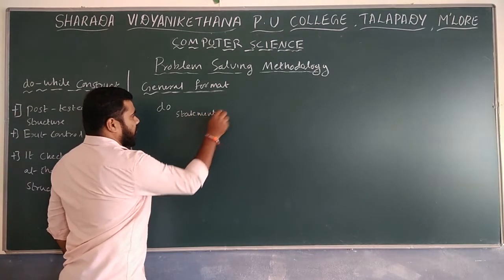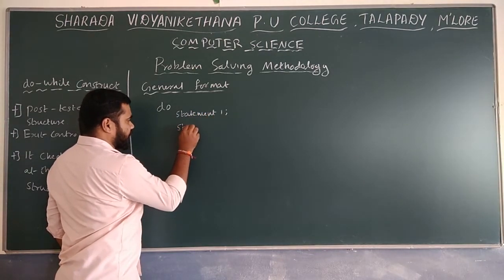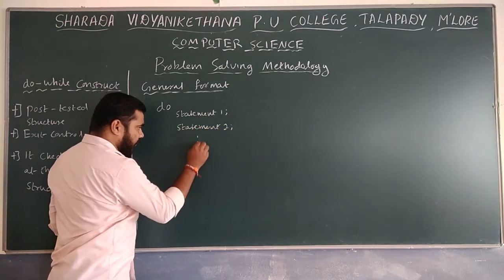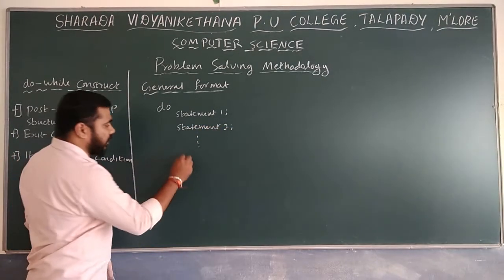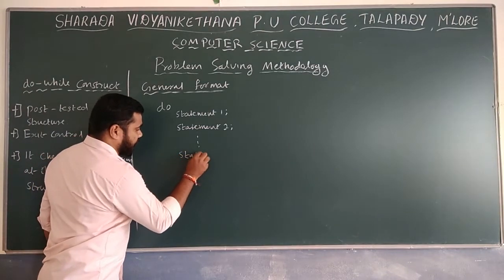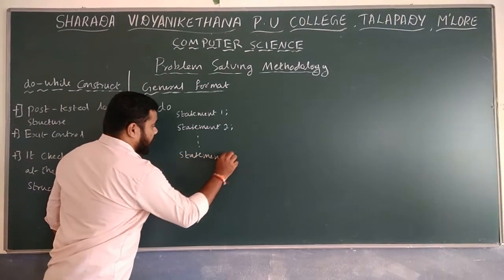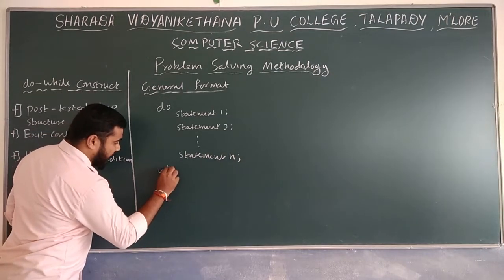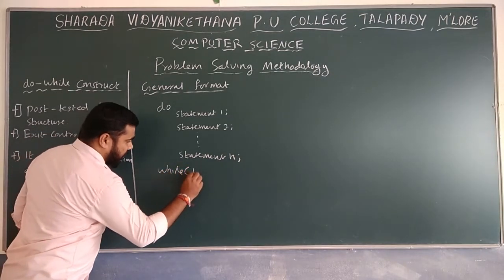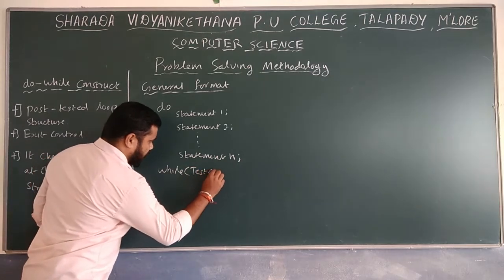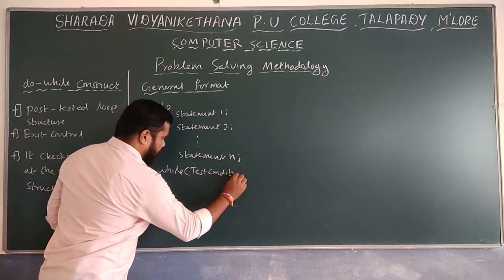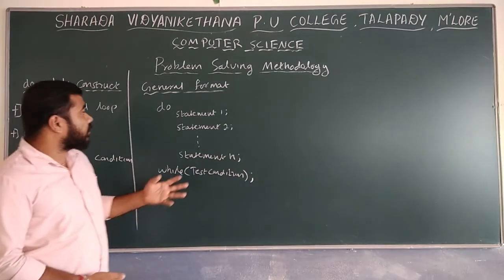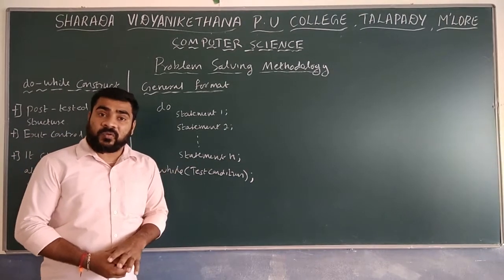Statement 1, you can write statement 2, like that, n number of statements, so that I write statement n. After that, we are going to check the while test condition. This is the structure or general format of the do while construct.